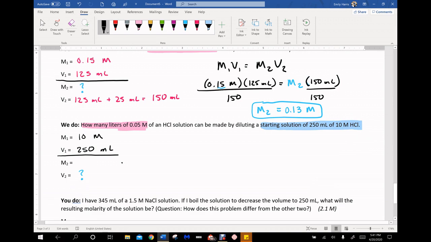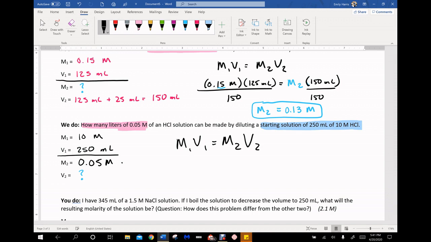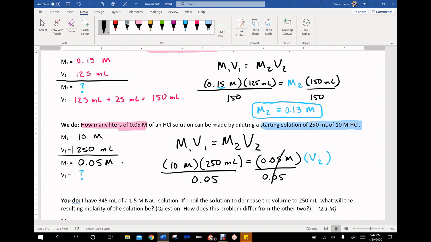All right, so let's go ahead and see what we can do with our problem now. We've got our formula, M1V1 equals M2V2. Our first molarity is 10 molar. First volume, 250 mLs. Our second molarity is 0.05 molar. And then our second volume is what we're looking for. So again, to solve for that second volume, we'll divide by 0.05 on both sides, and those will cancel out. All right, so let's see what we get. 10 times 250 divided by 0.05.